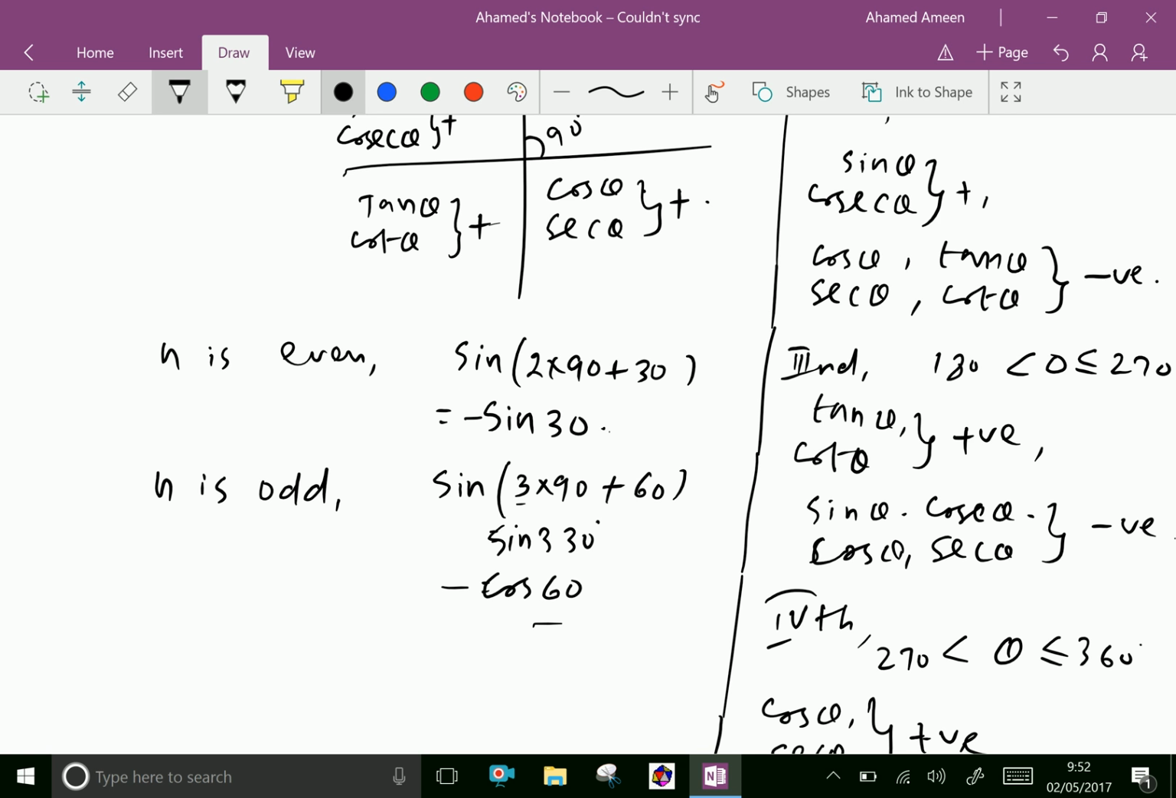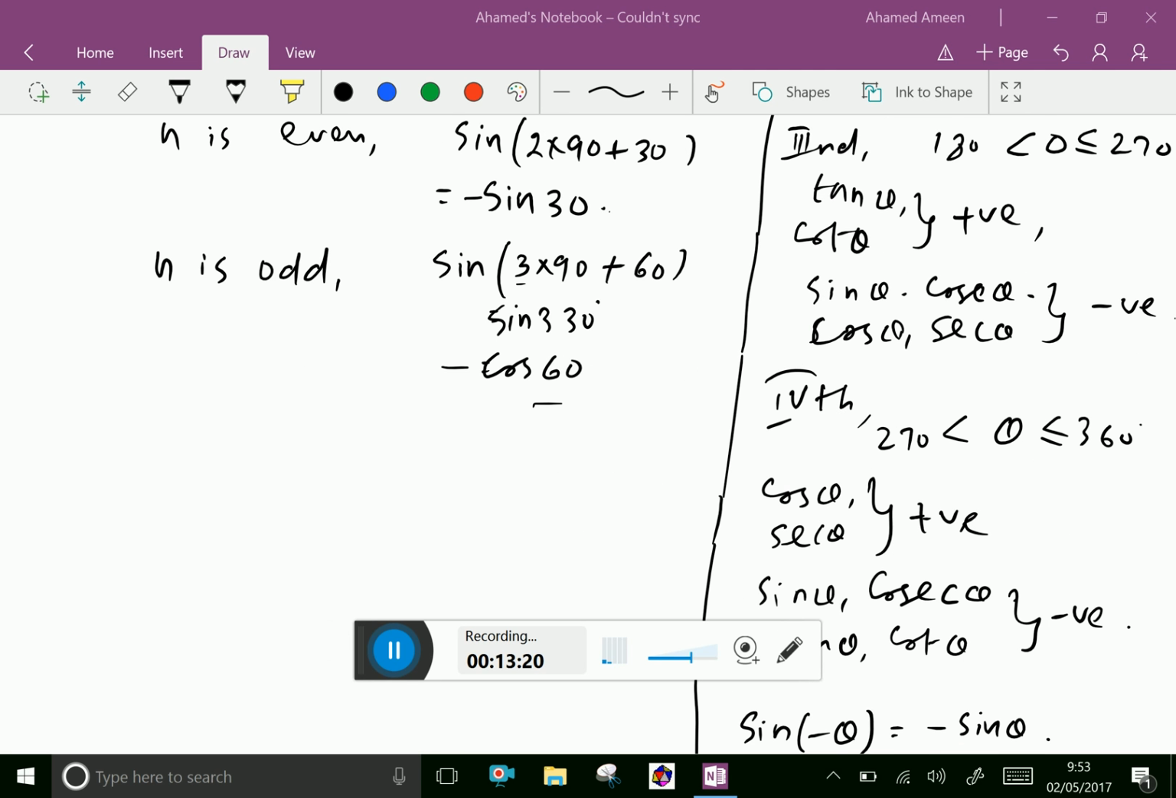Like that we can calculate the value of functions for any degrees. We can decide the quadrant as well as the particular angle of those functions, and the value of those functions. We will do some problems in next videos to understand this concept clearly.